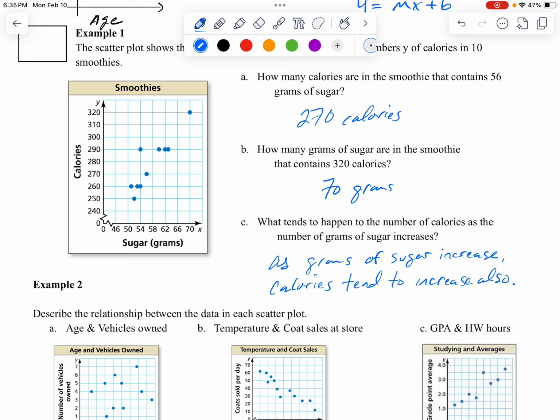And notice this idea that they tend to increase is really important because they don't always increase. For example, these 4 points right here are 4 smoothies where the sugar is increasing, but the calories are staying exactly the same. So this isn't something that always happens, but it is a tendency. That's the way that our data in general goes.